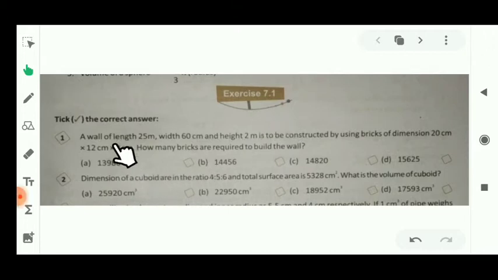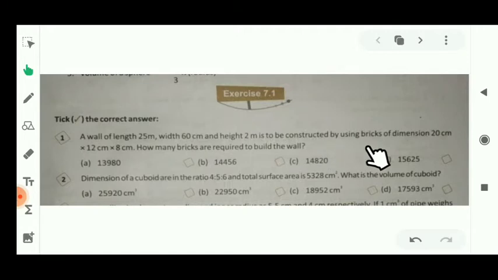Question number 1. A wall of length 25 meter, width 60 centimeter and height 2 meter. Students, you can see length is given in meter, width is given in centimeter and height is given in meter. So firstly we will convert length into centimeter and also height into centimeter. Let's see the rest part of the question.